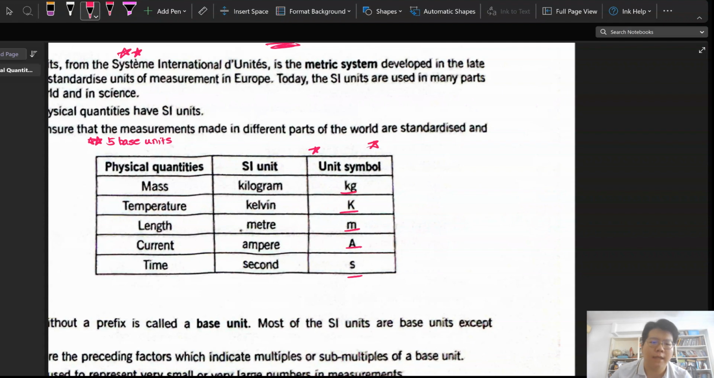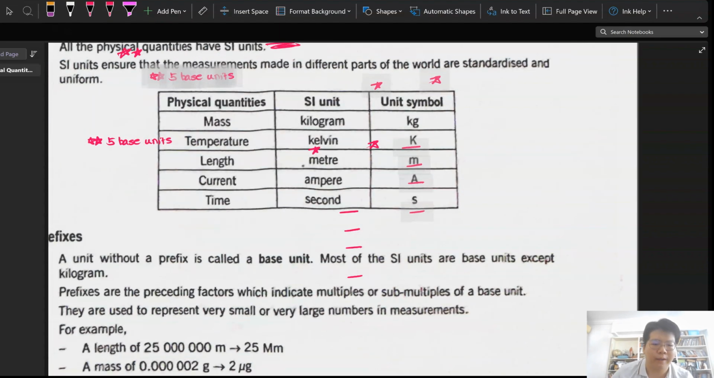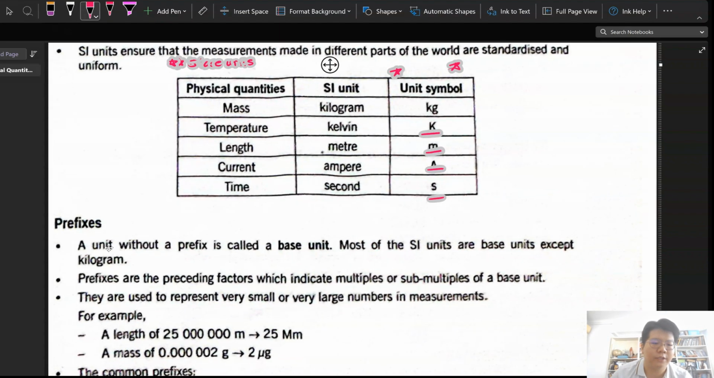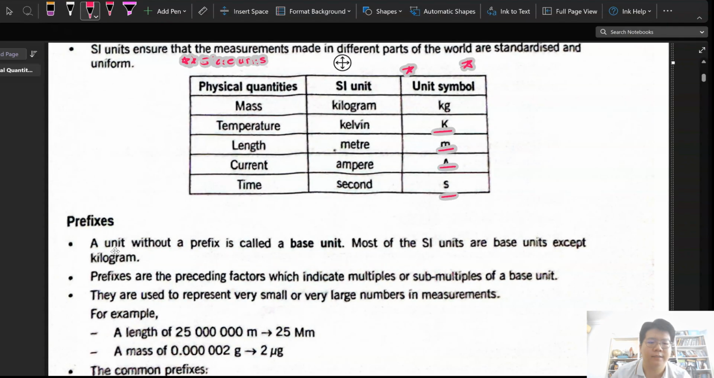Take note, your mass is the only one with a prefix. I'll go through later on what prefix means, but just notice that over here, your mass is the only one that has two respective units over here, K and G. These over here are called base units. The base unit definition is basically a unit without a prefix. So I'll further elaborate on what a prefix means.